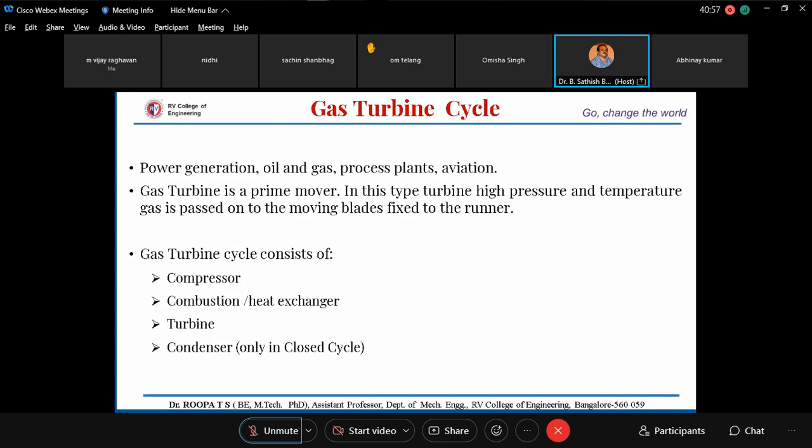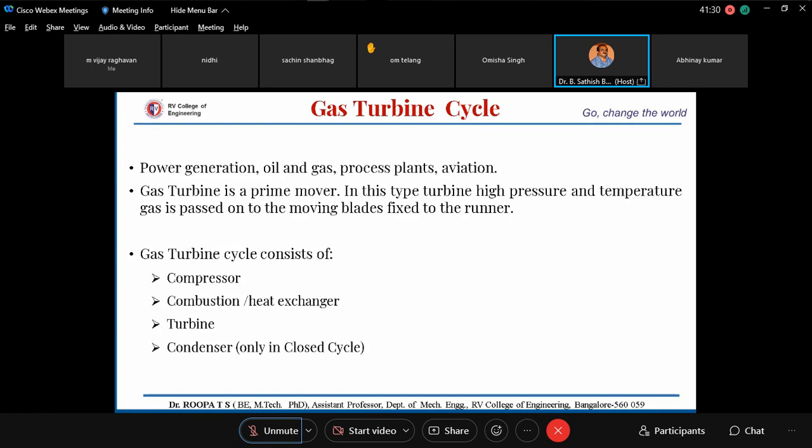In this type of turbine, high pressure and temperature gas is passed on to the moving blades fixed to the runner. So turbine, in the sense, you already have that concept in your mind of how it will be. It will have a rotor, it will have blades attached to the rotor. It may have an outer casing. All that you are already aware of, the components of a turbine. In the very first slide I had explained what the parts of a turbine are.